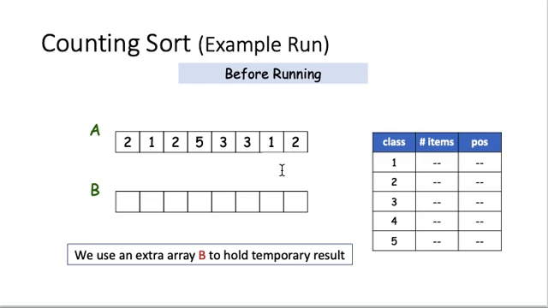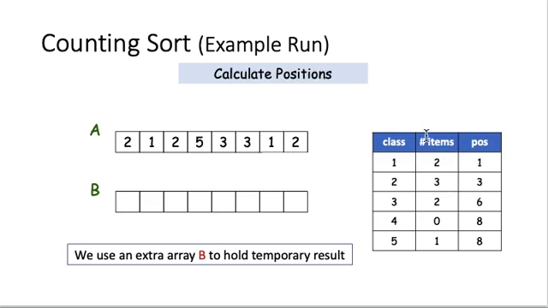So this is what happens before running. A is the array that is storing the input items. Items are chosen from class 1, 2, 3, 4, 5. And then we will be using an extra array B to hold the temporarily sorted results. So we are going to use B to help us. Initially, we set the number of items to be 0. But then we will scan A from left to right so that we can get the correct count of each class. So by scanning A, we will see 2, then we increment the counter for 2. When we see 1, we increment the counter for 1. So in the end, we get the correct count for each of the classes.